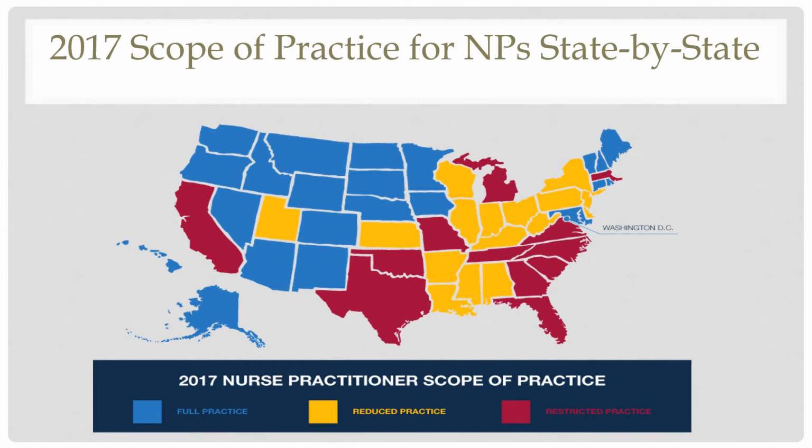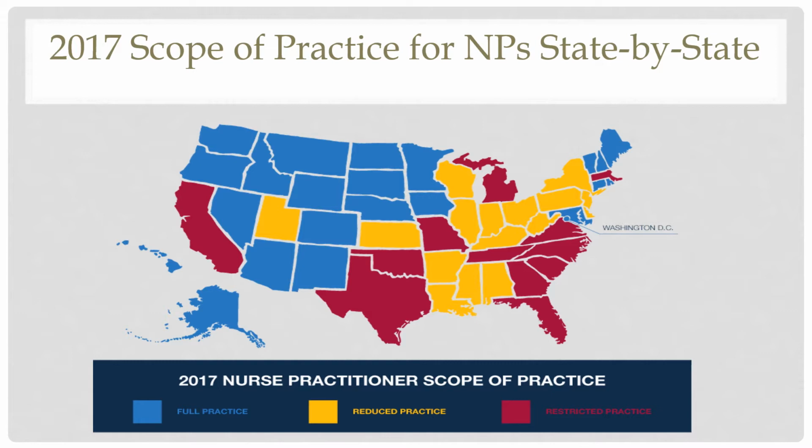So this is a map from 2017, and it depicts the state-by-state scope of practice for NPs. States that are in blue, their NPs have full practice rights, meaning that they can evaluate patients, diagnose, order and interpret diagnostic tests, initiate and manage treatments including medications.